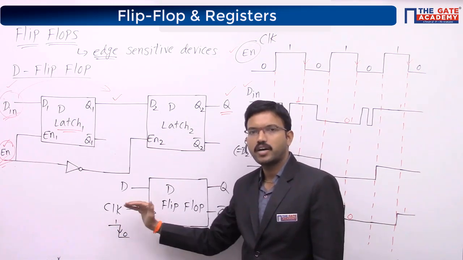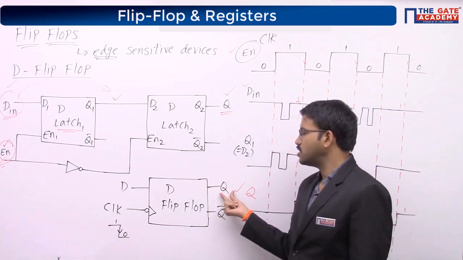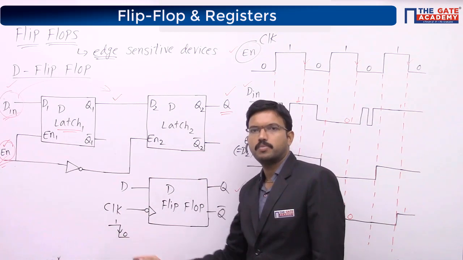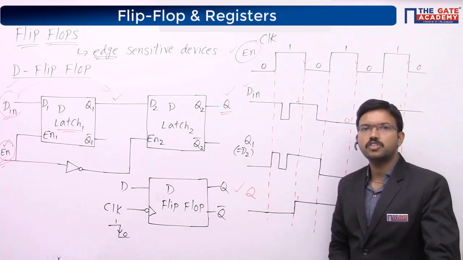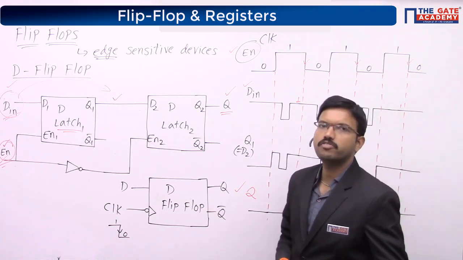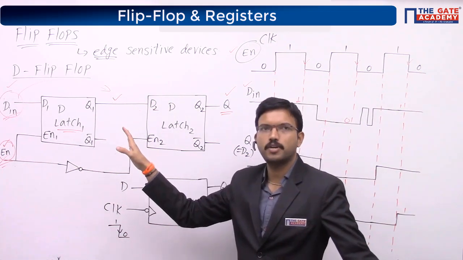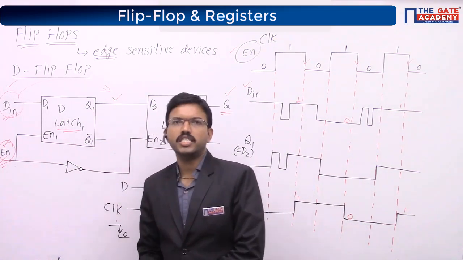That means negative edge, higher to lower. That time, your next output Q of t plus 1 is nothing but D, for D flip-flop I am telling. Similarly, if you want to make this particular circuit positive edge triggered, what do we have to do? Here I have considered a negative edge triggered D flip-flop. Similarly, we can implement a positive edge triggered D flip-flop.